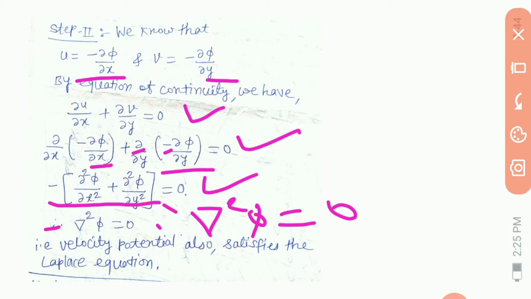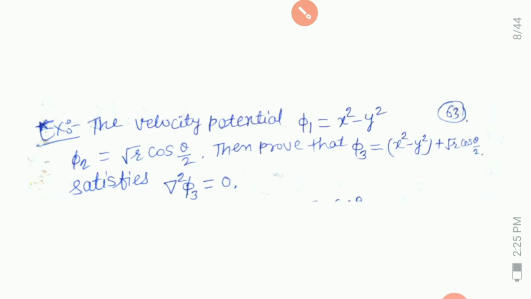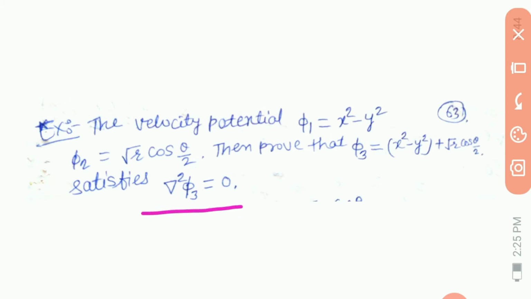Now let's see the next example. The velocity potential φ1 is equal to x² − y², φ2 is equal to √r cos(θ/2). Then prove that φ3 is equal to (x² − y²) + √r cos(θ/2) satisfies del square φ3 is equal to 0. We want to prove this.